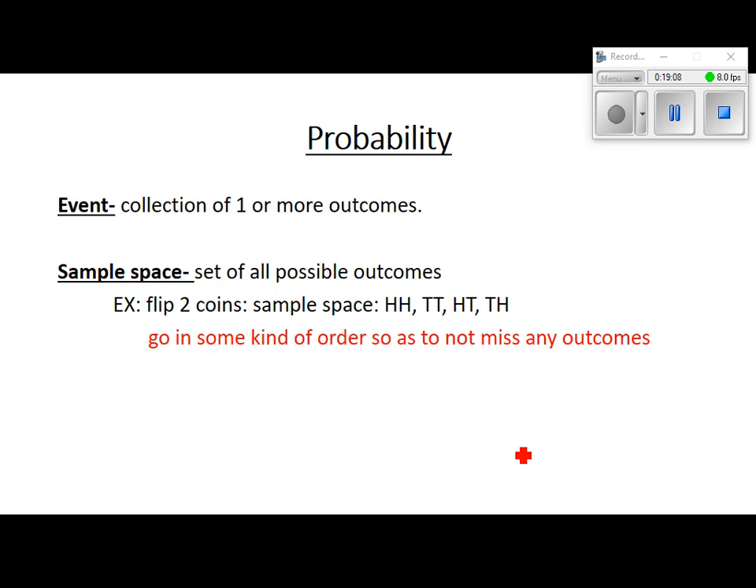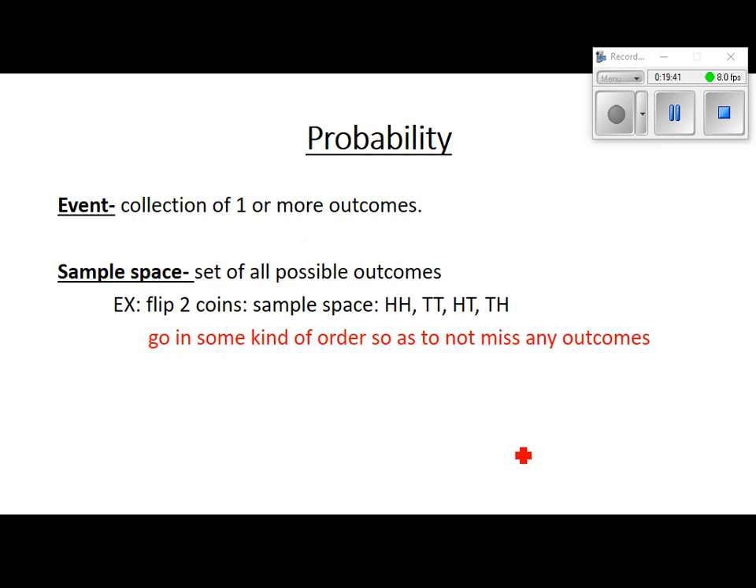An event is a collection of one or more outcomes. Probability is not really difficult, and we're going to go through a whole bunch of stuff today. So if I'm flipping a coin, the probability of getting heads is 1 out of 2. Probability of getting tails, 1 out of 2. The event is getting heads or getting tails.